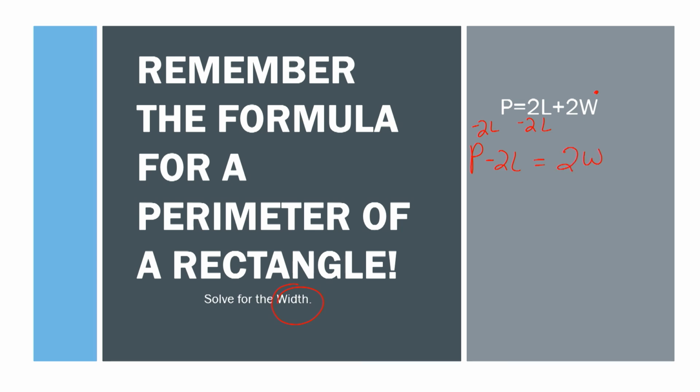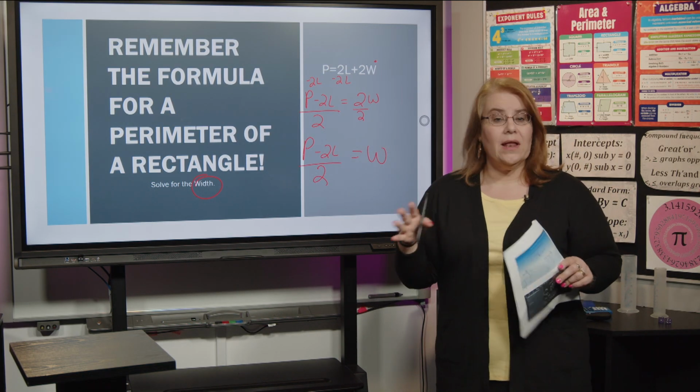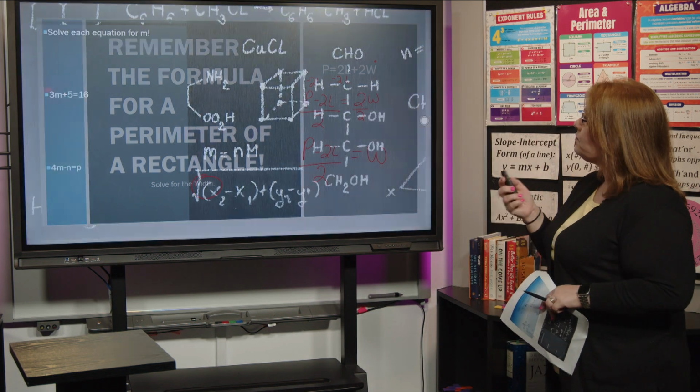Now, still needing to get that width by itself, so I'm going to divide by 2 on both sides. So my width literally is P minus 2L over 2. Literal equations. I'm just rearranging formulas. That's all I'm doing, just rearranging formulas. Good job. Let's do some more.